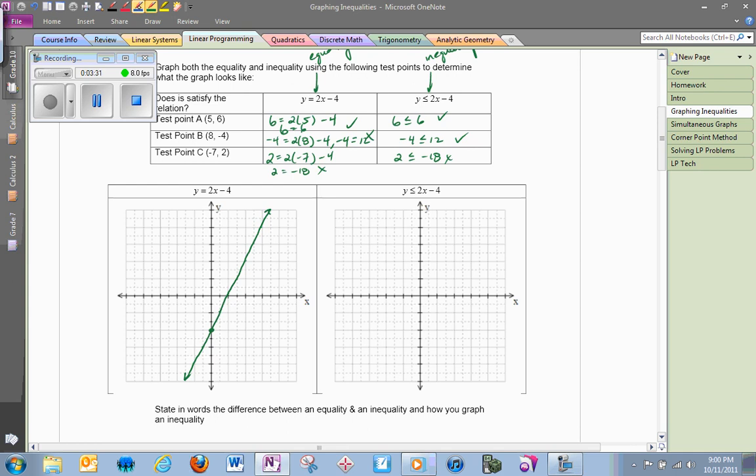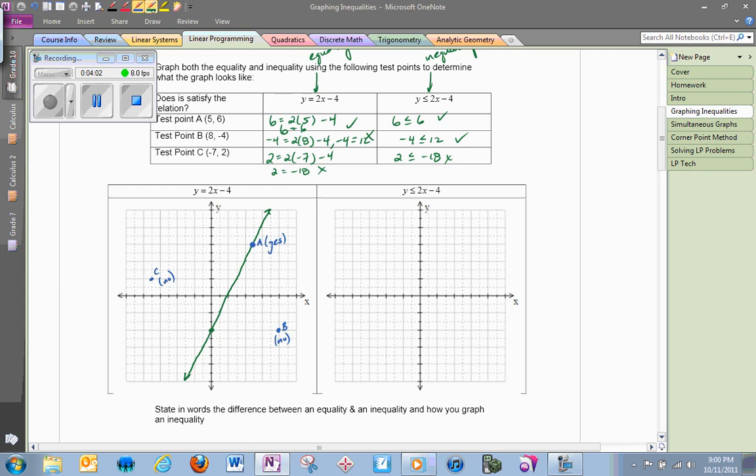And you'll notice that the point 5, 6, that's point A, that's on the line. The point 8, negative 4, that's not on the line. And the point negative 7, positive 2, that's not on the line either. So A works, B does not, nor does C.